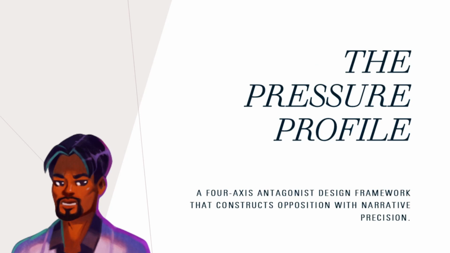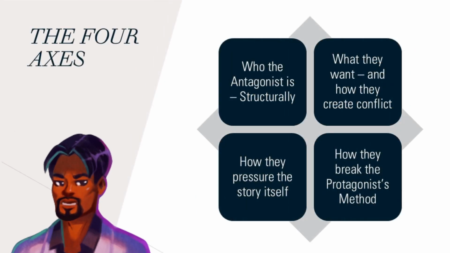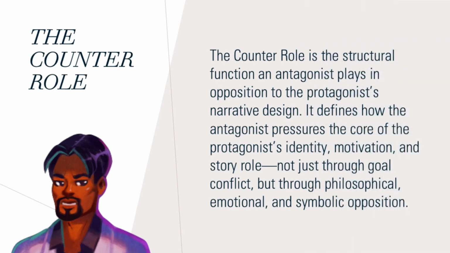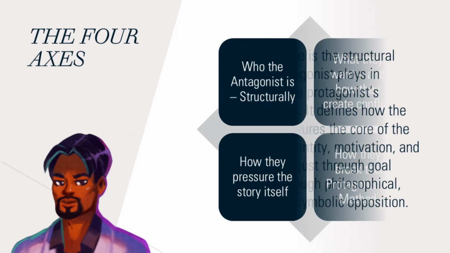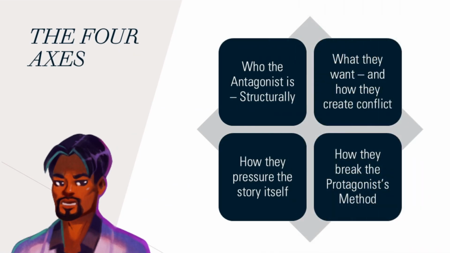That's why I built the pressure profile. For those unfamiliar with it, the pressure profile breaks down antagonist design into 4 essential axes: who the antagonist is structurally, what they want and how that creates conflict, how they pressure the story itself, and how they break the hero's method. In a previous video, I tackled how one can answer the first question. If you'd like to know more about that, go check out that video. In this one, I'm going to tackle the remaining 3 questions while designing an antagonist.